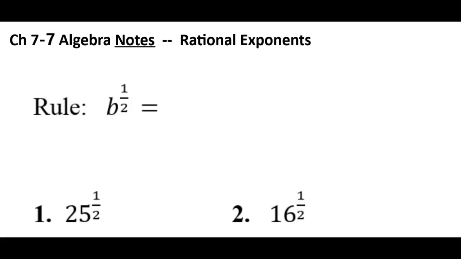So, we are going to look at rational exponents. Rational exponents happen a lot. And we are going to follow this rule. B to the 1/2 power, that's an exponent, even though it doesn't look like it, is exactly the same thing as the square root of b.